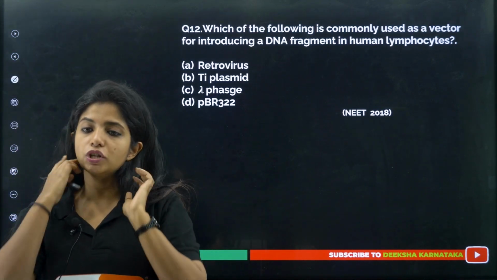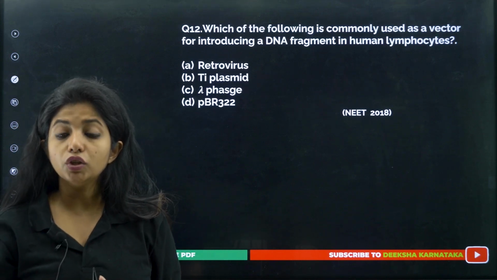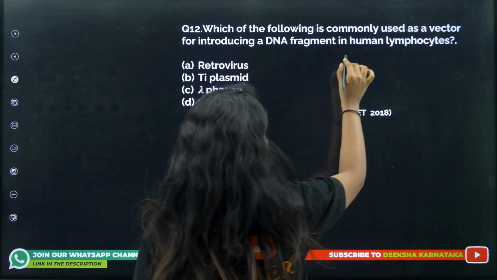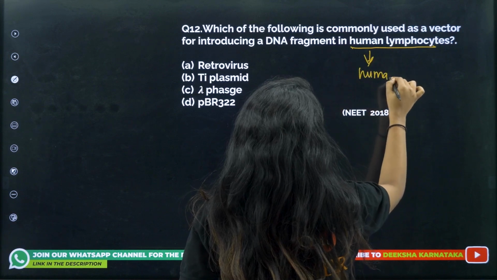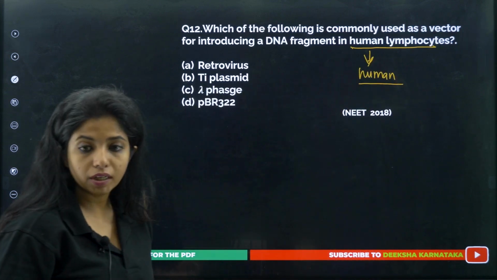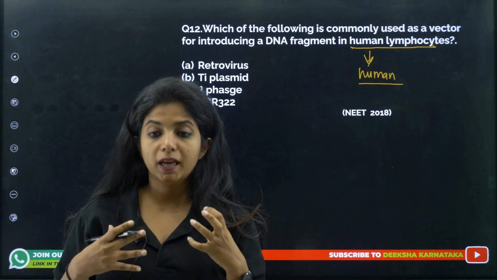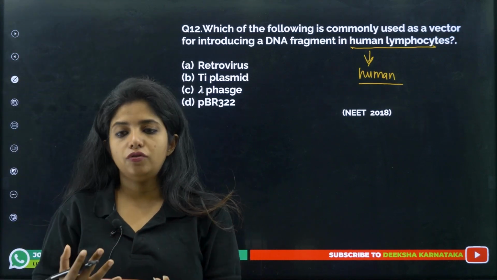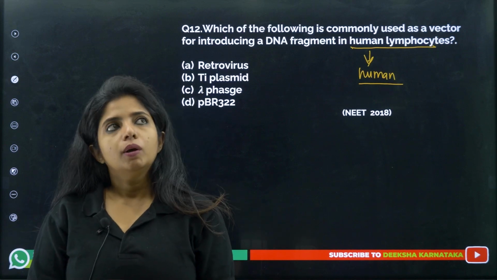Okay, so which of the following is commonly used as a vector for introducing a DNA fragment in human lymphocyte? Now, the word human is coming over here, children. And you have studied about different vectors. Vectors as in the part that will be carrying my gene of interest. Okay, so basically it can be an organism also.